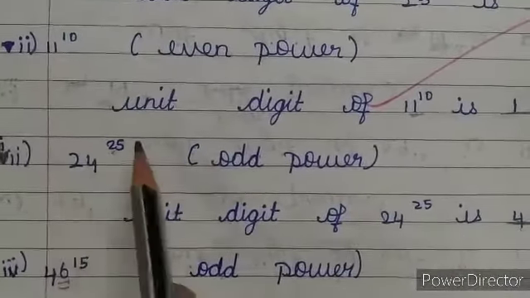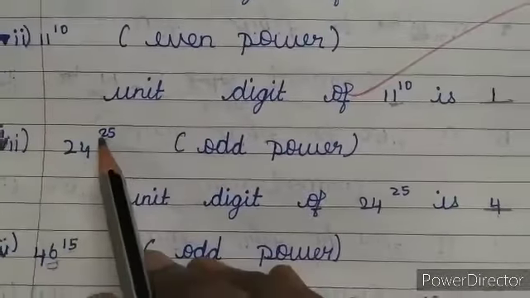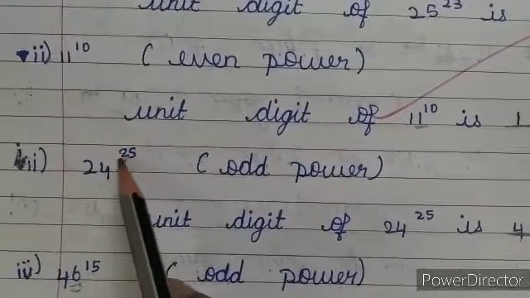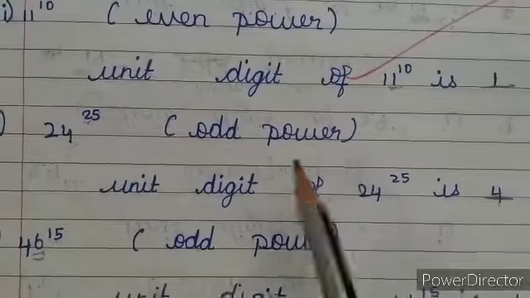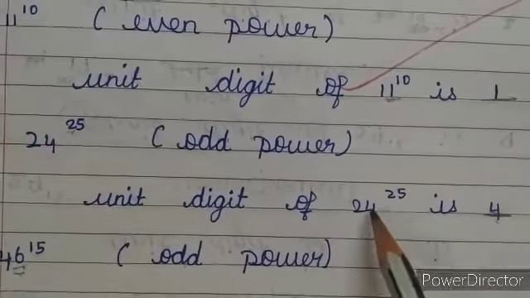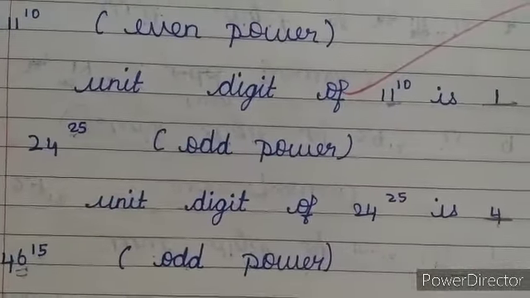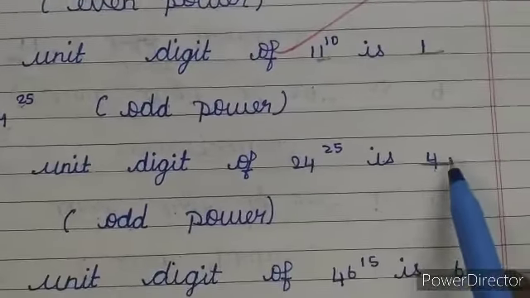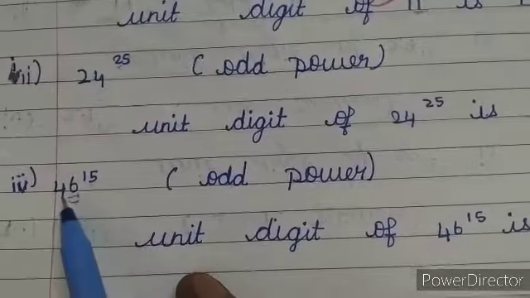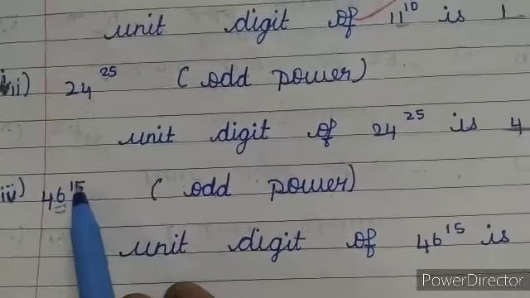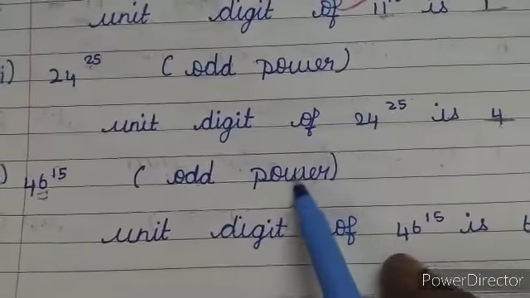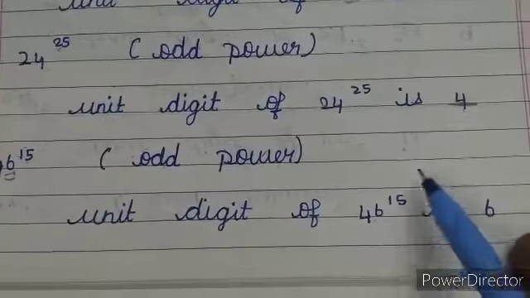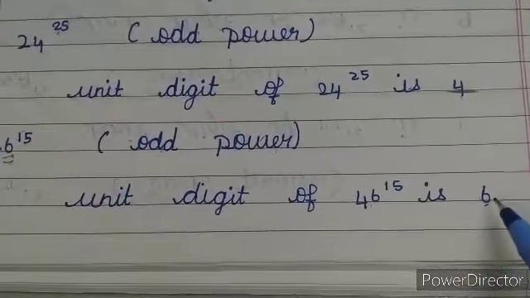Now 24 power 25. Write whether it is an odd or even power. 25 is an odd power. The unit digit of 24 power 25 is 4. Now coming to the next sum, 46 power 15. 15 is an odd power. So the unit digit of 46 power 15 is 6.